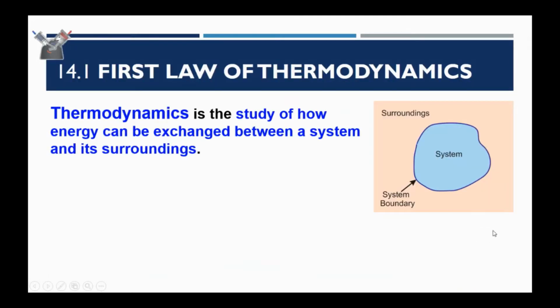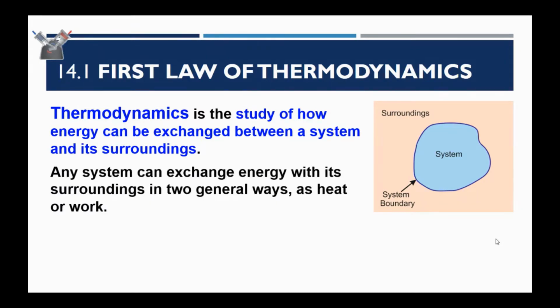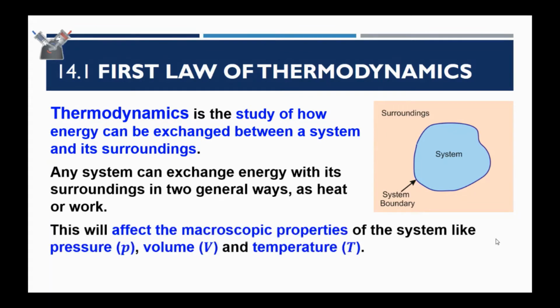The first law of thermodynamics is the study of how energy can be exchanged between a system and its surroundings. Any system can exchange energy with its surroundings in two general ways: as heat or work. This will affect the macroscopic properties of the system like pressure, volume, and temperature.